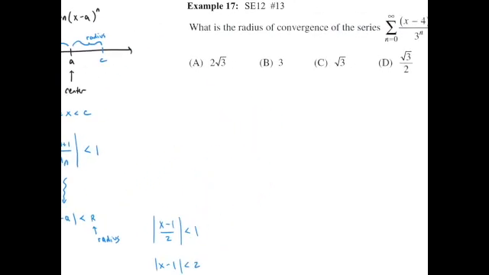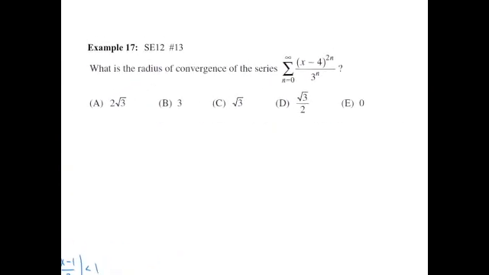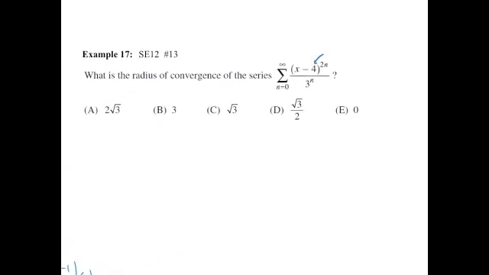Okay, so let's try example 17. Notice that the center is 4, and what we're going to do is take the ratio test of this particular problem to find the radius. So we have the limit as n goes to infinity of the absolute value, and it's important to keep the absolute value because we have this x that we don't know what it is, so we don't necessarily know if the terms are positive or negative. And keep in mind that we have x minus 4 to the power of 2n, and we're substituting n plus 1 there.